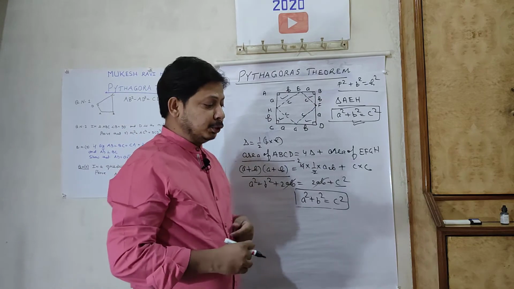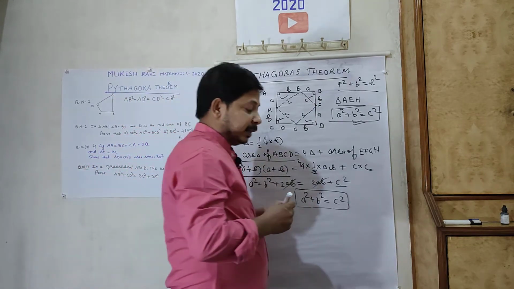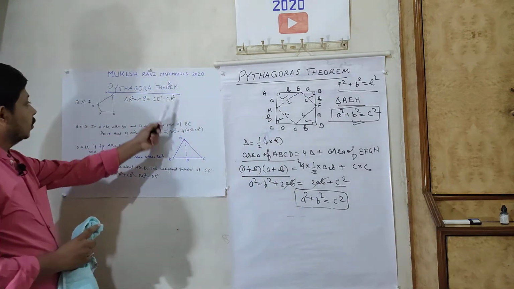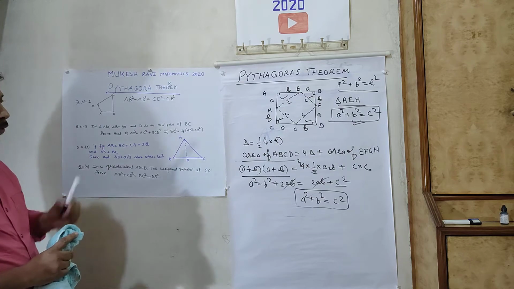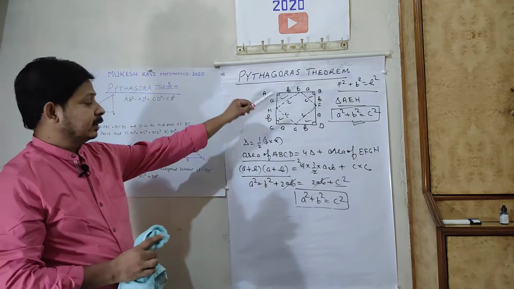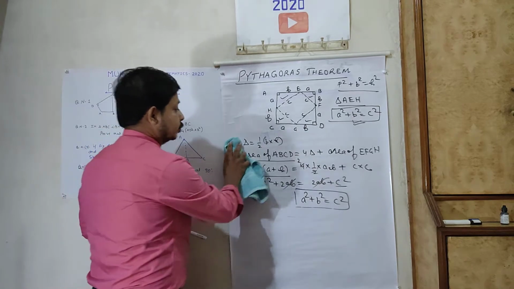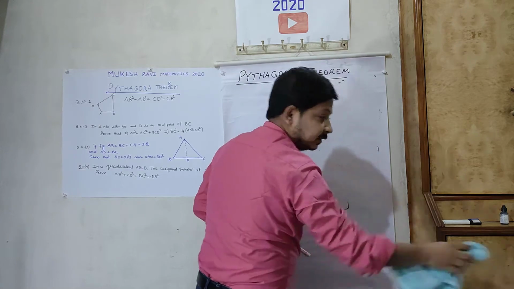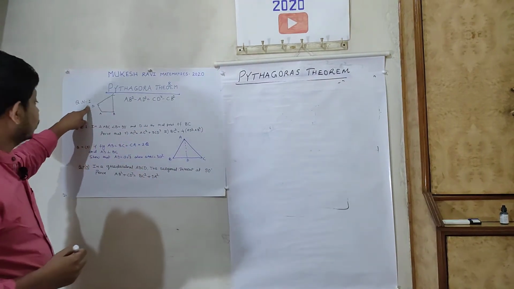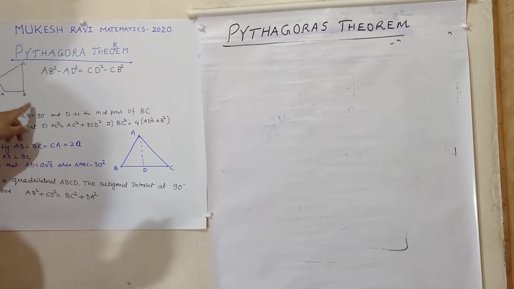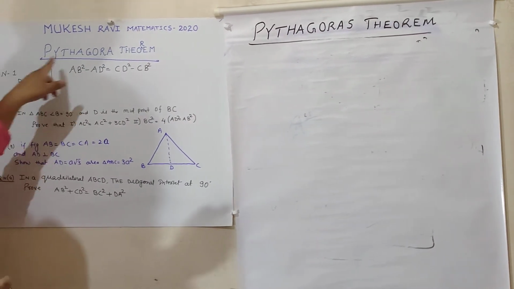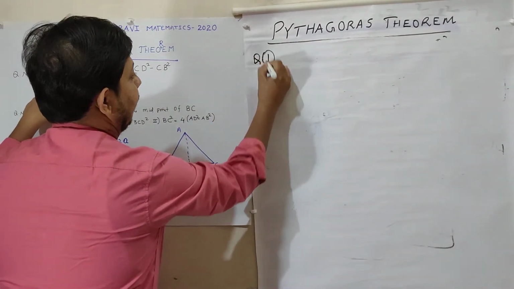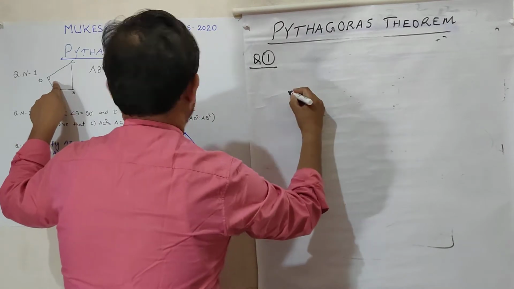Now I am coming to solve some questions related to the Pythagoras theorem. See, I have already written here the Pythagoras theorem questions. First question, second question, third question, fourth question. First of all, this Pythagoras theorem is proved. Now I am going to solve some questions about it. I will read the question. Question number 1. ABCD is a quadrilateral where angle D is a right angle.